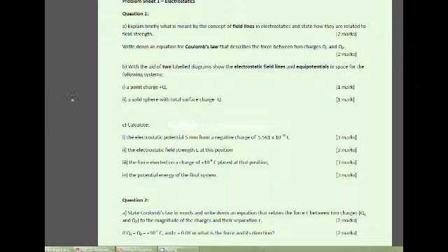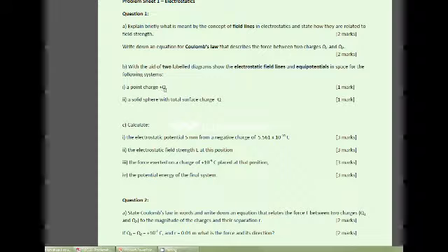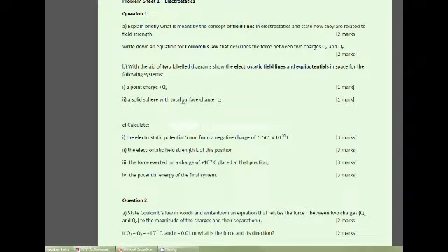So question B asks, with the aid of two labelled diagrams, show how the electrostatic field lines and equipotentials in space for the following systems. So first up is a point charge with a charge of positive Q, and the second you need to do is a solid sphere with a total surface charge of minus Q.